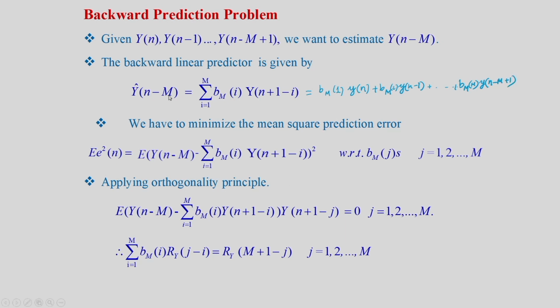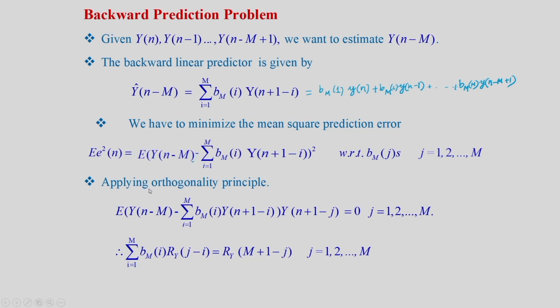We have to minimize the mean square prediction error given by E of e square n, that is equal to E of y[n minus m] minus summation b_mi into y[n plus 1 minus i], i going from 1 to m, whole square. So, this is the mean square prediction error, and this we have to minimize with respect to b_mj, j going from 1 to m.